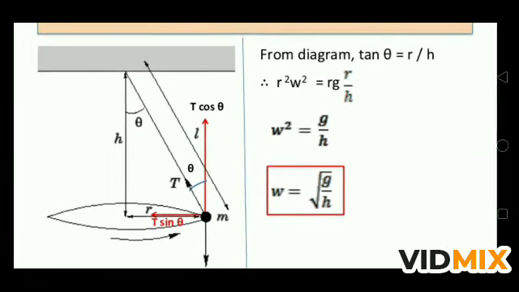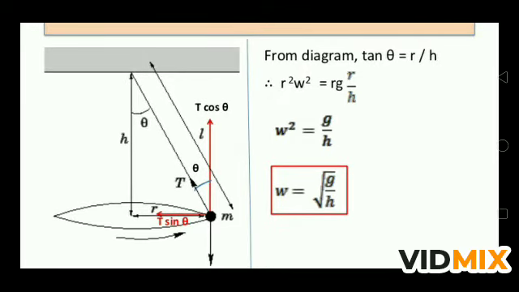From the diagram it is very clear what tan theta is. Tan theta is equal to r upon h. r is the radius of the circle and h is the vertical height. So tan theta is equal to r by h.